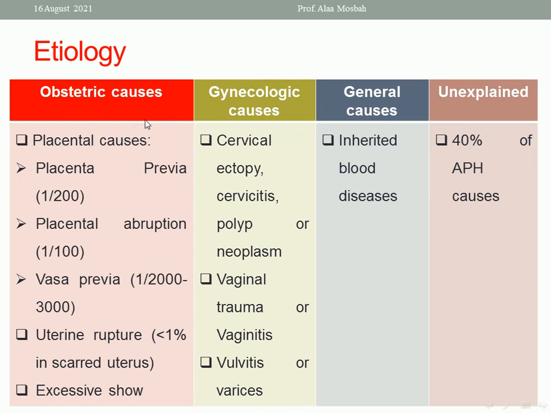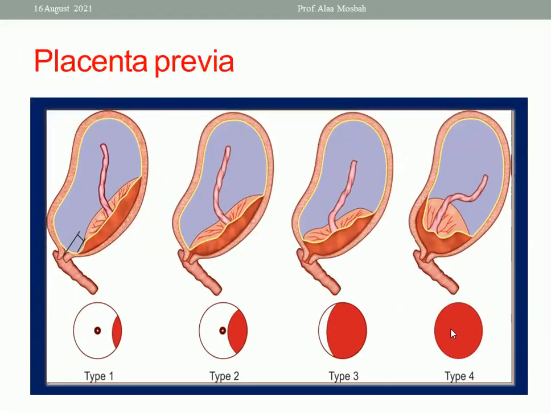What about the obstetric causes? They may be related to the placenta, like placenta previa, 1 in 200, placental abruption, 1 in 100, and Vasa previa, 1 in 2000 to 3000, or due to uterine rupture, less than 1% in a scarred uterus, or due to excessive show. Or maybe due to gynecologic causes, like vulvitis or varices in the vulva, or vaginal trauma or vaginitis, or cervical ectropion, polyp, neoplasm or cervicitis, or maybe due to general causes like inherited blood diseases.